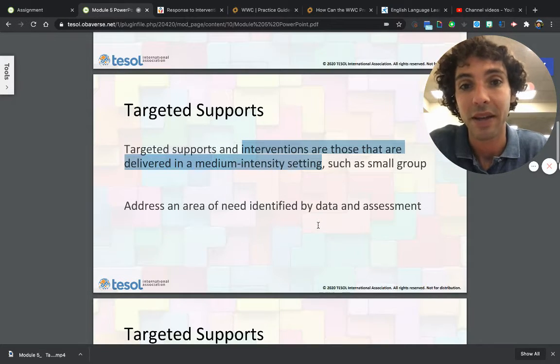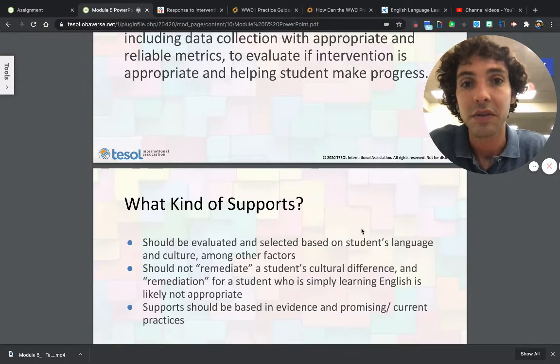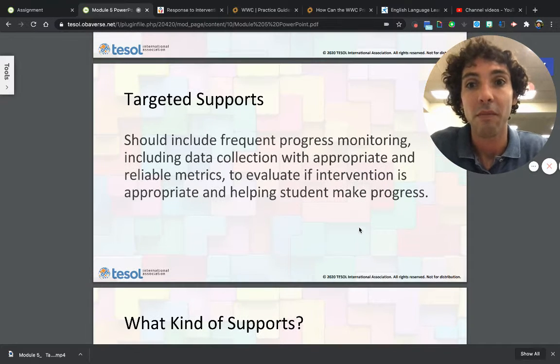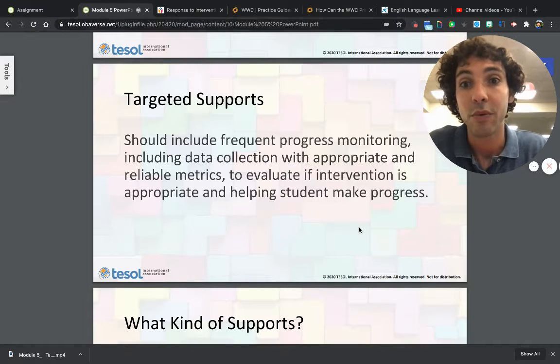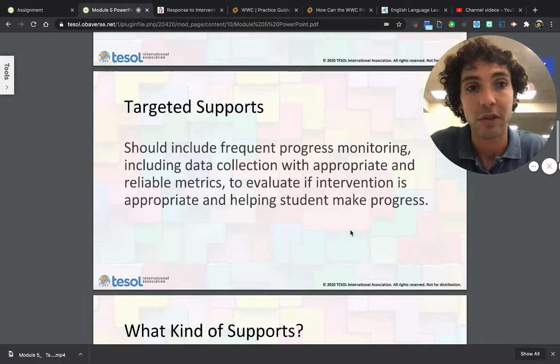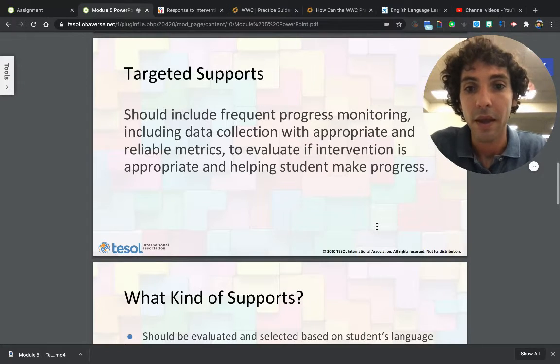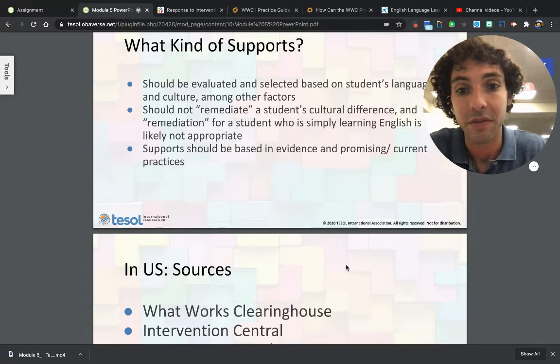It's driven by data and assessment, meaning what you see in the classroom. So there's different types of supports that we can do. The main ones involve monitoring through using metrics, which means different ways of measuring students' progress over time. And the kinds of supports will be different based on what you want to measure.